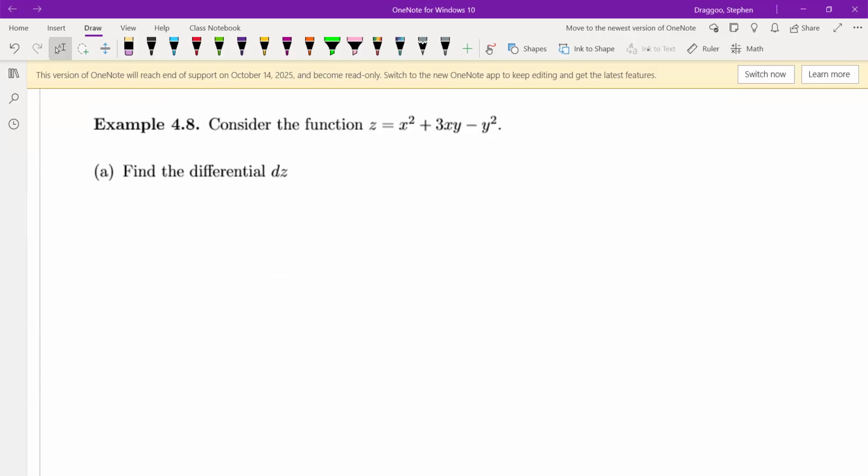So let's consider the function z is x squared plus 3xy minus y squared, and I want to find the differential dz. So dz, going by its definition, I know I need an x partial and a y partial, so let me start there. Let's get an f partial x first. It is 2x plus 3y. And while I'm here, might as well also get a y partial. And it looks to me like that is 3x minus 2y.